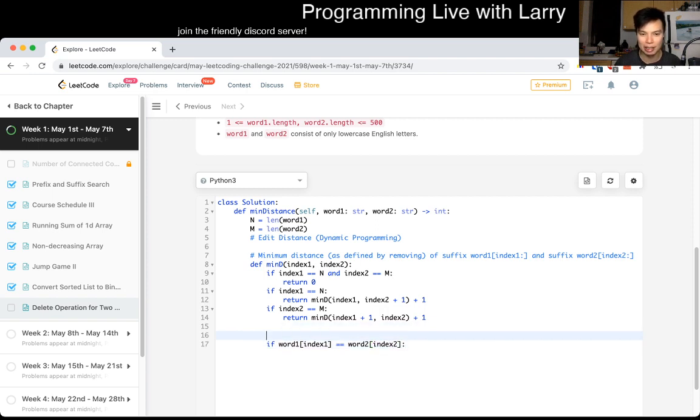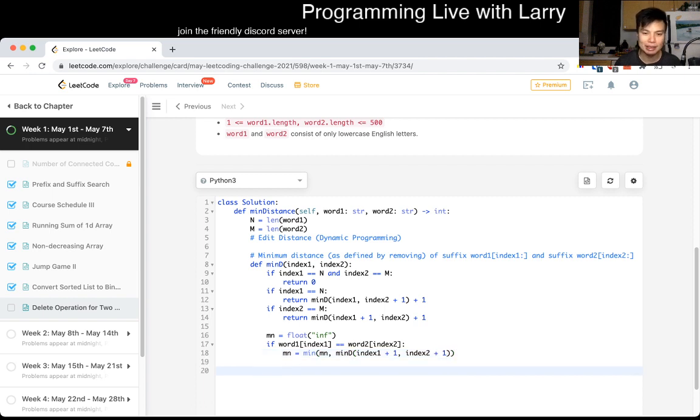So also we set min answer for now. Let's just set it to infinity. So if they're the same, what does that mean, right? That means that if they're the same, then we can just, I wouldn't say remove them, but move the counter at the same time, because that means that they match up, right? So then min is equal to min of the best min, index 1 plus 1, index 2 plus 1.